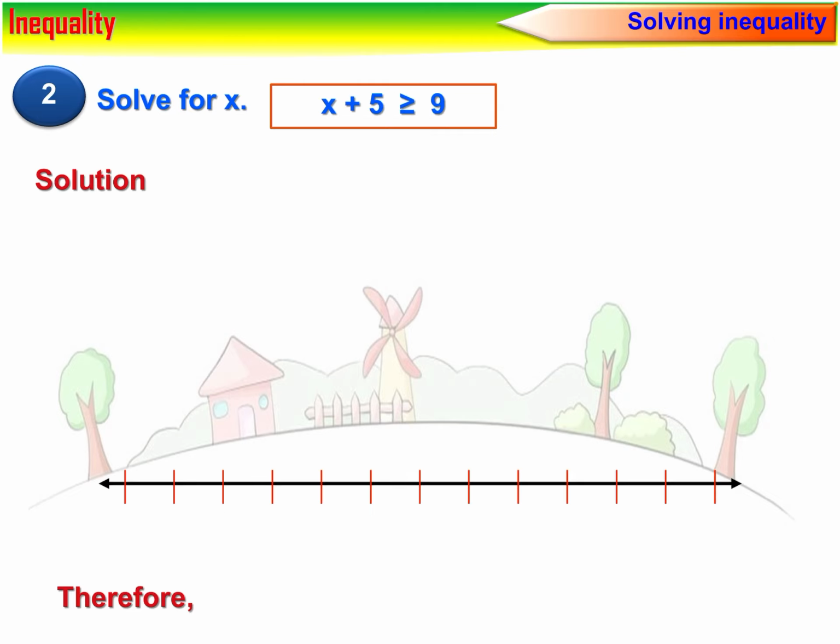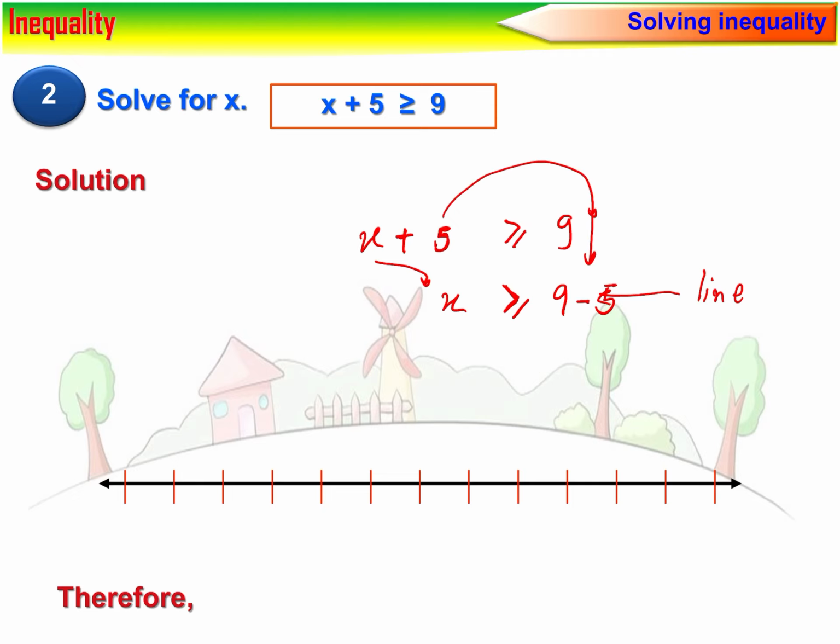What about this one? x plus 5 greater than or equal to 9. The next line, you will have the same sign, greater than or equal to. So you have x in the left hand side. In the right hand side you have 9 plus 5, go to the right it must be minus 5. So you have x greater than or equal to 9 minus 5. Can you do that? Yes.